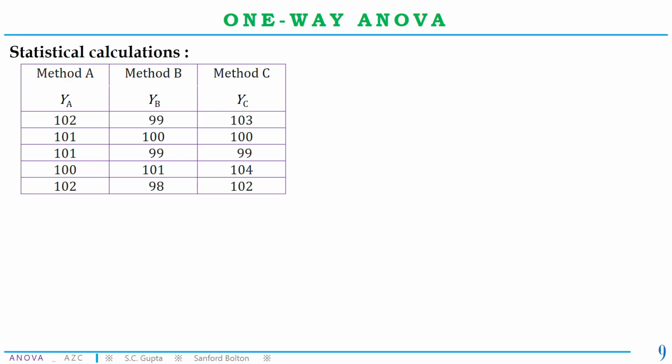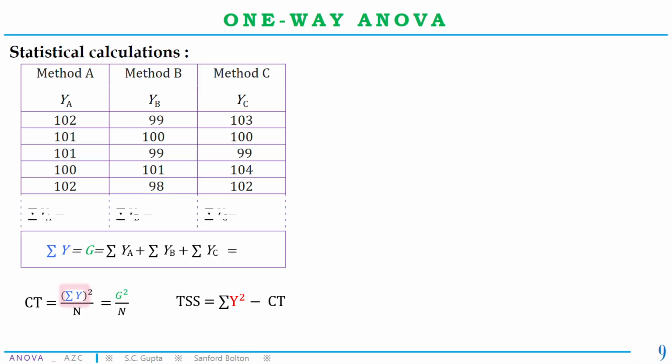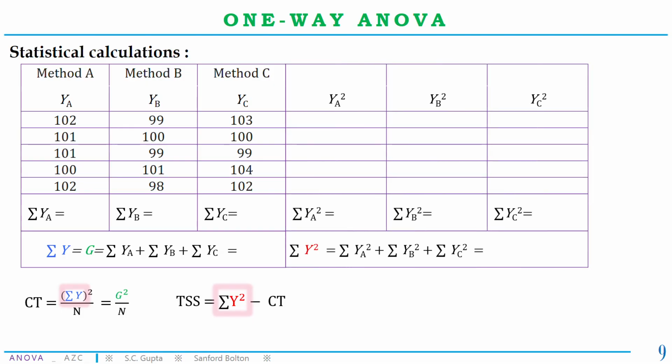Statistical calculations. Let's use symbols for methods as YA, YB, and YC for calculation. These are some equations as steps to calculate in ANOVA. We need to identify sigma y, also denoted as G. It is the grand total of all observations. So, to calculate G, we need to extend the table to compute totals. In the second equation, we need the value of sigma y square. For this, we need to add more columns to calculate y square and sigma of y square.